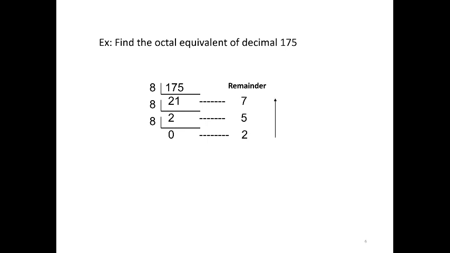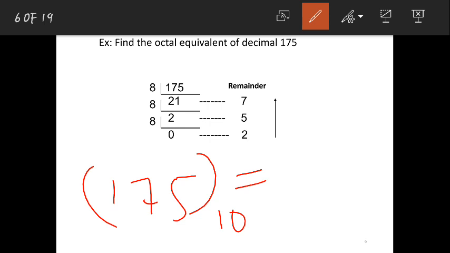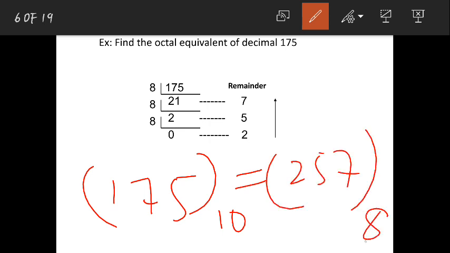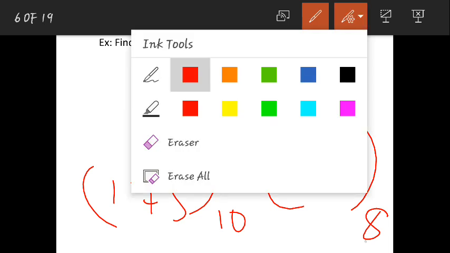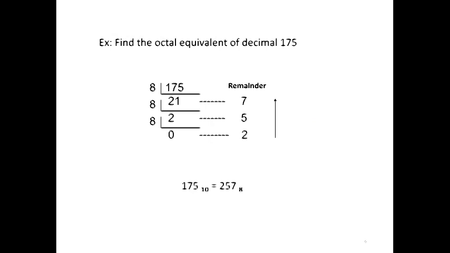Okay, 175 is your decimal number that is given. The equivalent of this decimal number, the octal number, will be 257. Is that correct? So this is what we have got.